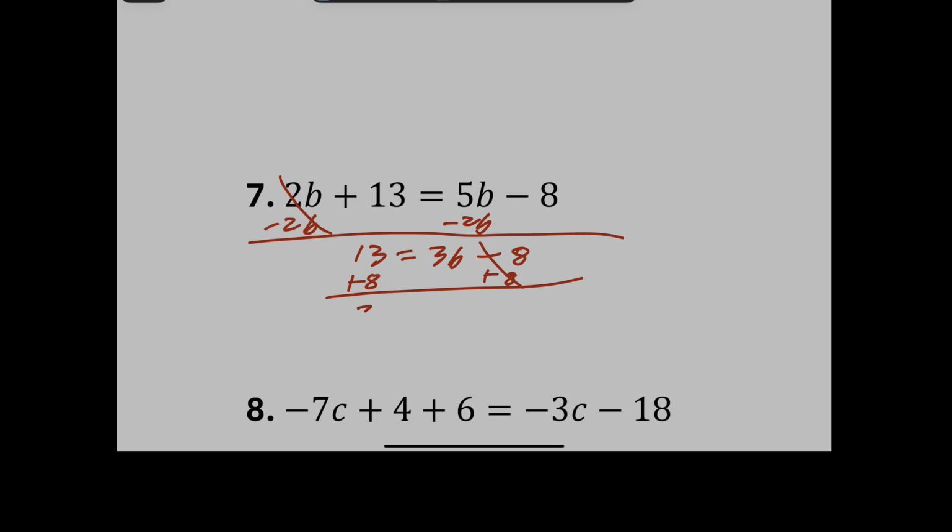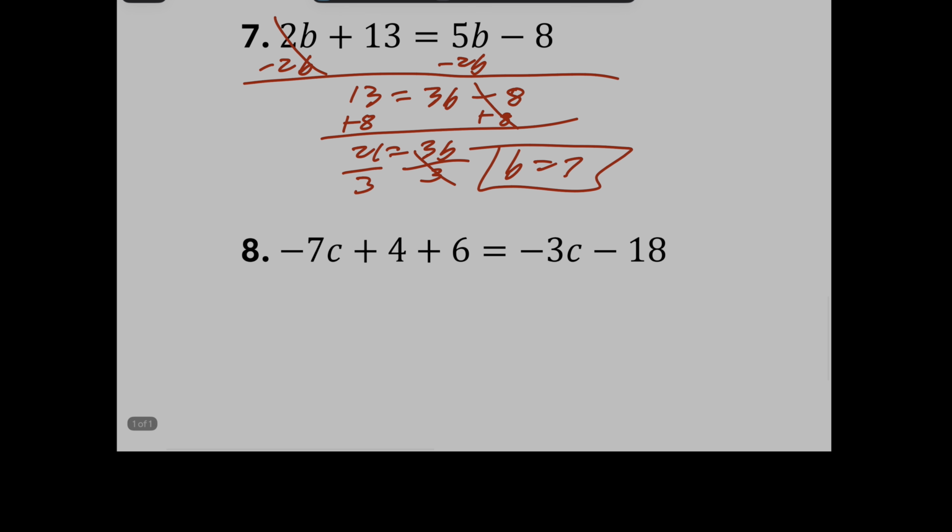Now we want to get the numbers on both sides. That'll equal 3b. We're going to divide by 3, boom, and we're going to get b equals 7. Yes, I wrote it backwards, but I want you to start getting used to that.